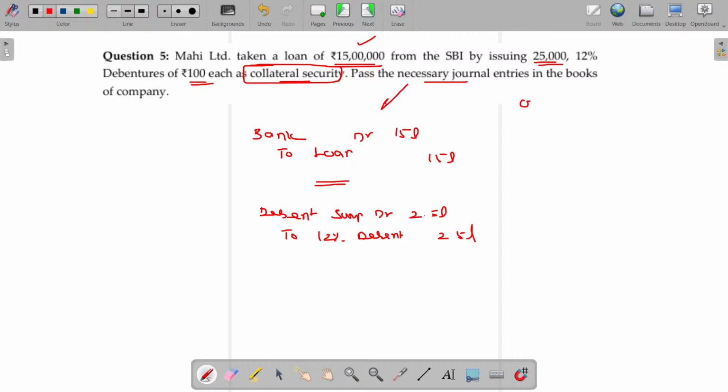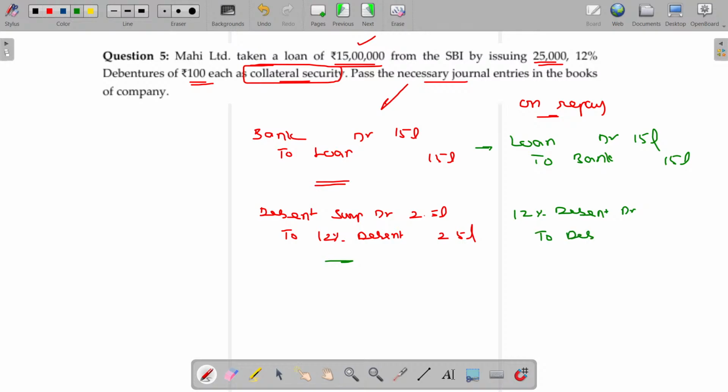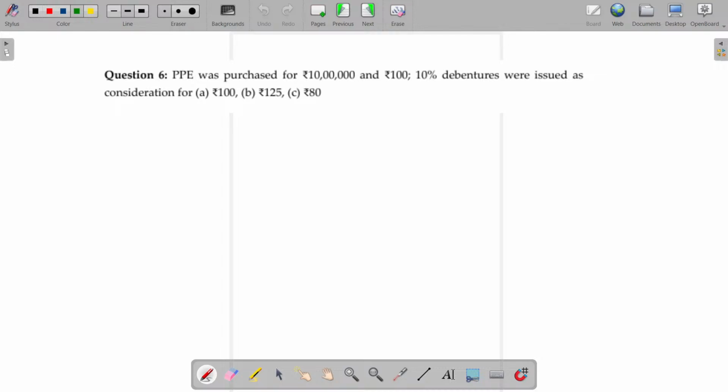What happens on repayment? You are going to repay this loan only. Loan account debit to bank. You repay. What about this one, sir? It's only a dummy entry, no? You are just reversing the dummy entry. You don't get any cash inflow or outflow regarding this. So 12% debentures account debit to debenture suspense account. This is called cancellation of collateral security.